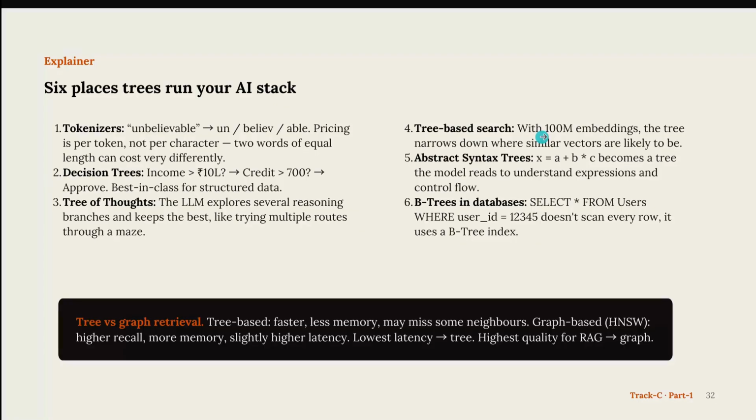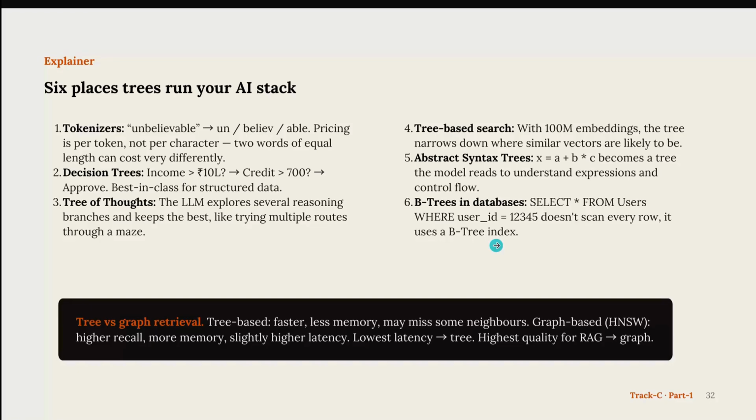Okay, abstract syntax trees. For example, if you had to teach x is equal to a plus b into c, it becomes a tree structure. A model can read this and create a tree structure to understand the expressions and control flows. Maybe we'll look into one of these examples in the future. Okay, B-trees in databases: select star from this blah blah blah doesn't scan every row, it only uses a B-tree index. Maybe in one of the future sessions we'll look at this.